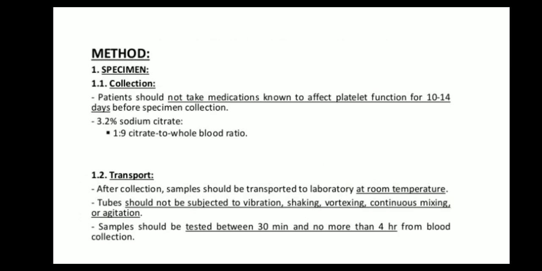Now what is the method? First is the specimen collection, wherein the patient should not take any medication which will affect the platelet function for 10 to 14 days before the specimen is collected, and the specimen will be collected in 3.2% sodium citrate in the ratio of 1:9, where citrate is 1 part and whole blood is 9 parts. After the collection, the samples should be transported to the laboratory at room temperature. The tube should not be subjected to vibration, shaking, vortexing, continuous mixing or agitation. Samples should be tested after 30 minutes and no more than 4 hours after the blood is collected. So mind you, the test should be conducted within 4 hours after collection of the sample.